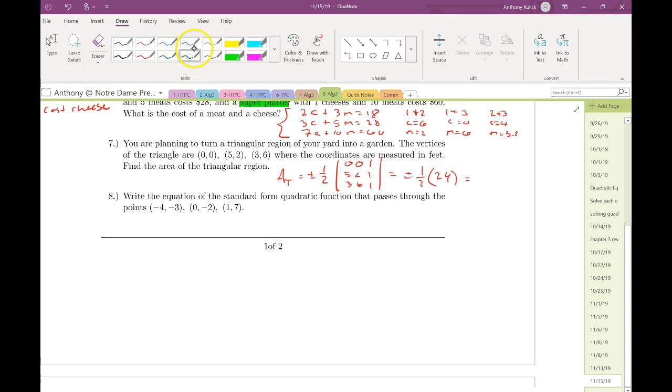And since it's a positive 24, I know the part of the formula I want is the plus part, not the minus, because it's an area, and areas need to be positive. So my answer is 12, and I think we said these were feet. Yeah, measured in feet. That's it. That's not bad, right? Should be pretty easy to do. The formula is easy to remember, right? It's just 1/2 the determinant, and then you just list the points with a 1 to fill out the rest of the matrix.